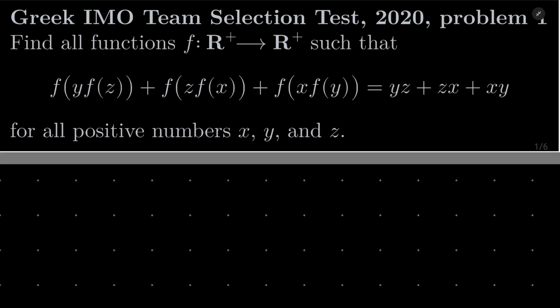Hello friends, in this video I'd like to solve the following problem from the Greek International Mathematical Olympiad Team Selection Test 2020, problem number 1. We wish to find all functions f from the set of positive real numbers into itself, such that f(y)f(z) + f(z)f(x) + f(x)f(y) = yz + zx + xy for all positive numbers x, y, and z.